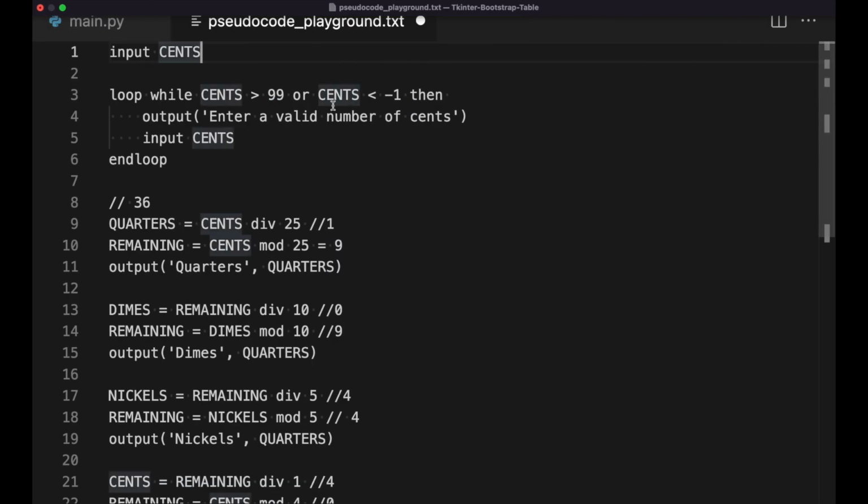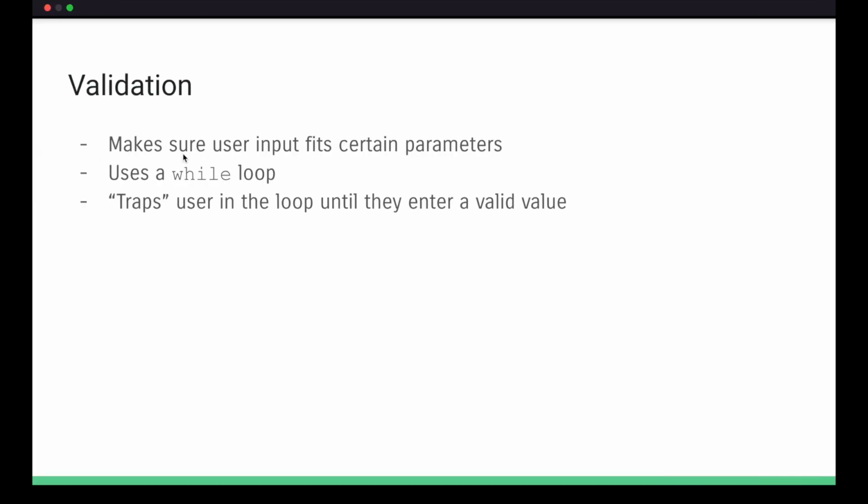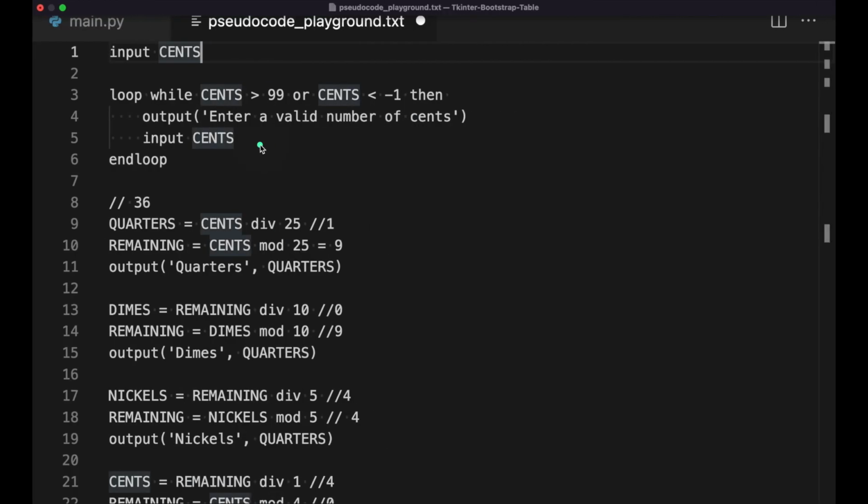And also, the other thing is that this is an infinite loop, and we can't really create an infinite loop with a for loop. So this is the best way to validate your input if and when a question asks for it. Again, as I said before, it traps the user in the loop until they enter a valid value.